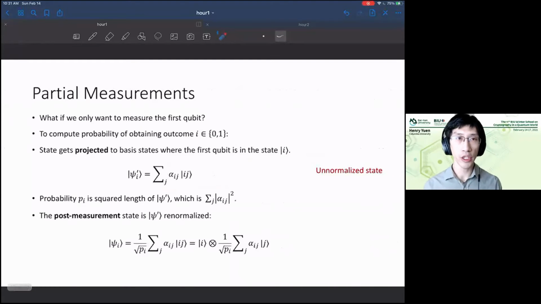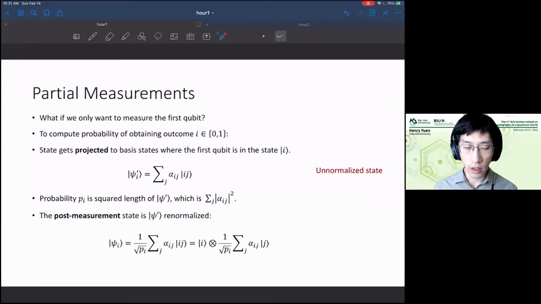Let's talk about partial measurements, which are a little more complicated. So let's say you have a 2 qubit system, but you only wanted to measure the first qubit and you didn't want to do anything to the second qubit. I mean, you might not even have the second qubit in your hand. You can imagine that, for example, in a cryptographic protocol, maybe one party, Alice, has 1 qubit and Bob has the other qubit, and Alice just decides to measure her qubit. What happens to the overall state? So there's some rules regarding that.